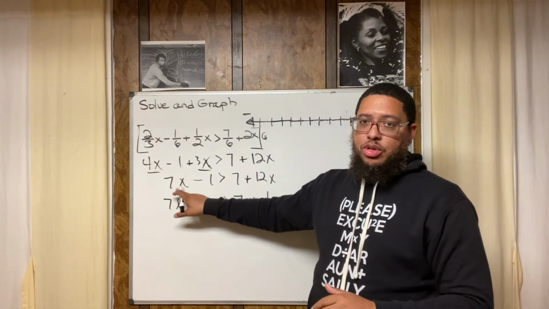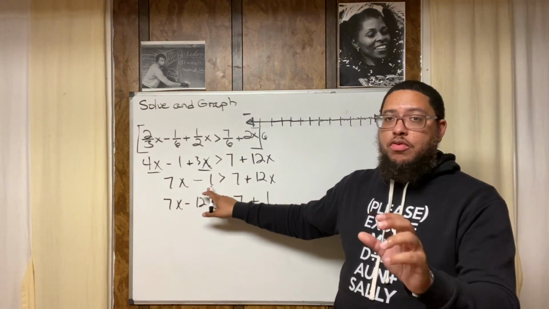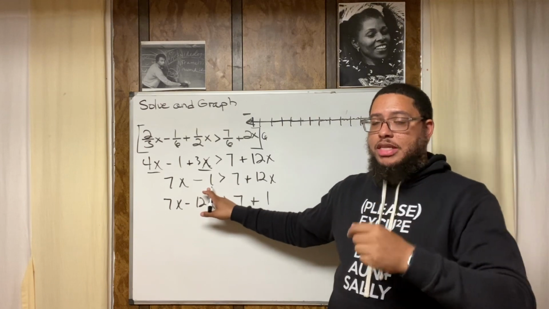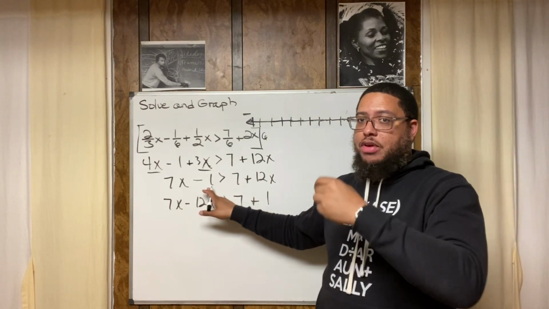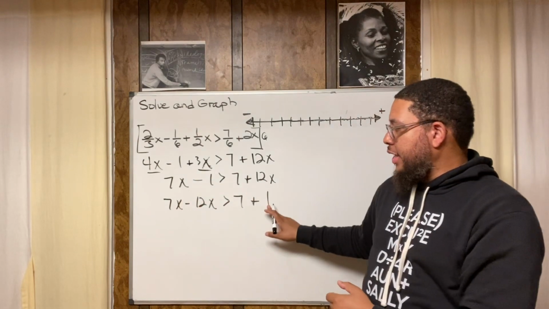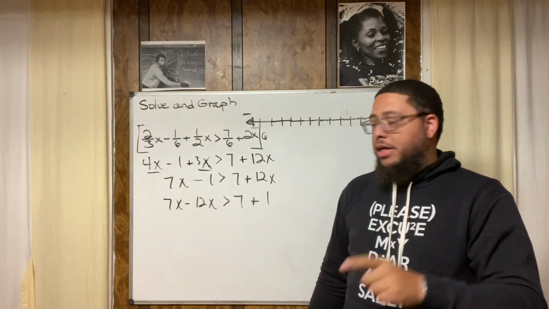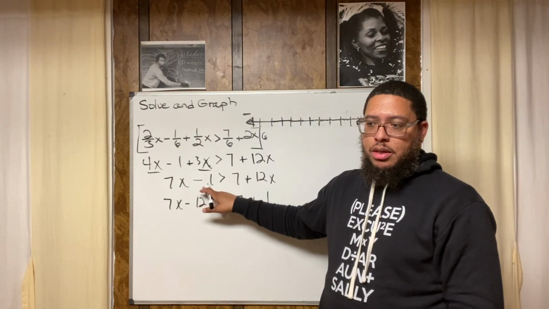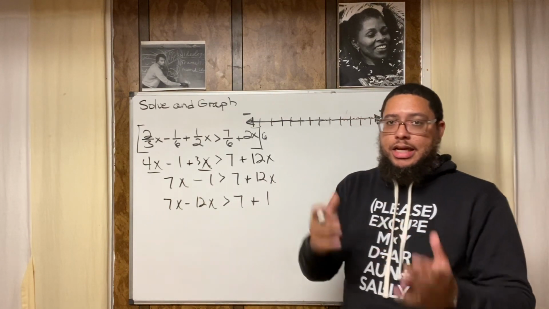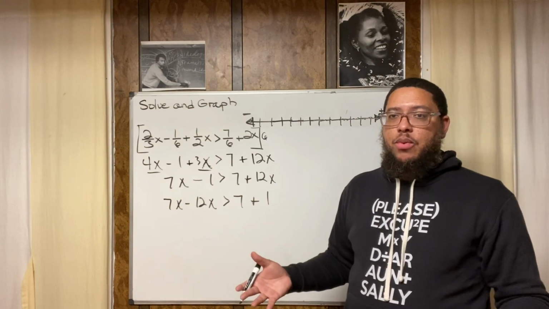The 7x was already on the left side. It's still on the left side. The -1, I transposed. That means when you move something from one side of a problem to the other, or one side of an equation to the other, or one side of an inequality to the other, I transposed the -1 from the left side to the right-hand side. But when you do that, you must change its sign. So this was a -1. It became a +1. When you move it over to the other side, the sign changes. Switch the side, change the sign. Switch the side, change the sign. Think of it that way, right?